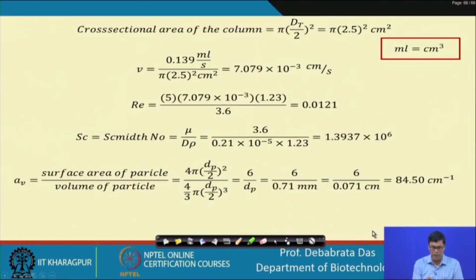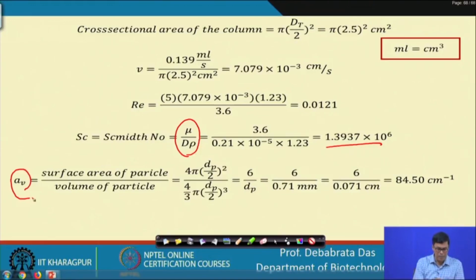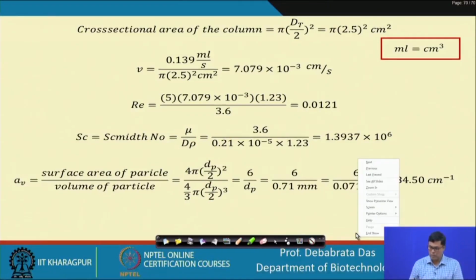Then we can find out the Reynolds number. Reynolds number is a kind of flow characteristic of the fluid. The equation is given. The Schmidt number deals with the diffusivity of the particles for this immobilization system. This is the equation that we have. All these values you can find out, and the term a_B is the surface area of the particle divided by the volume of the particle. We consider a spherical particle. Spherical particle area is 4 pi r square, and volume is 4 by 3 pi r cubed. So we can solve, and we can find out this ratio.